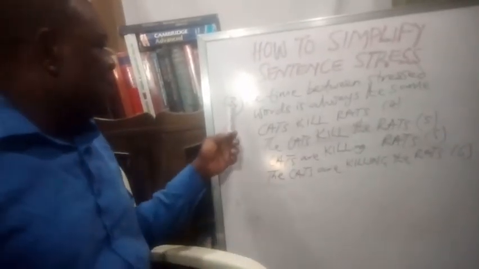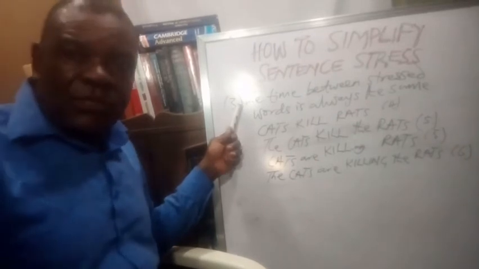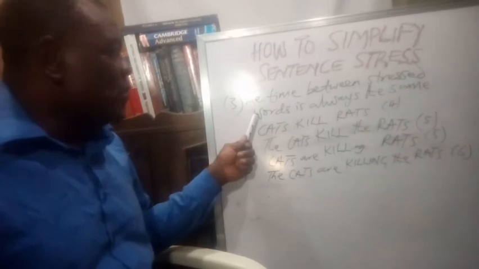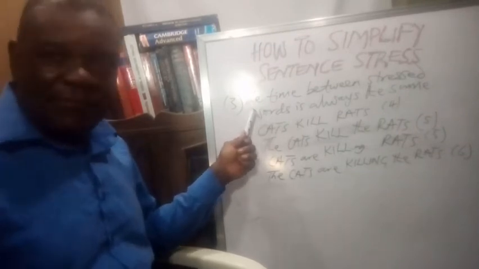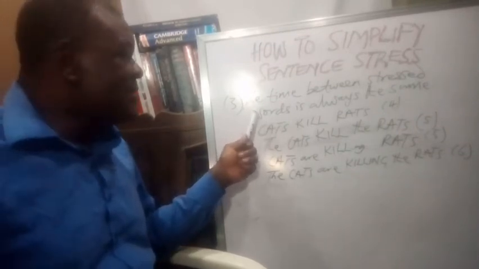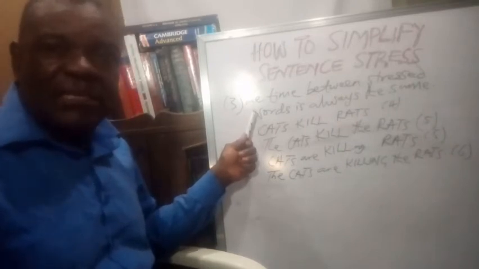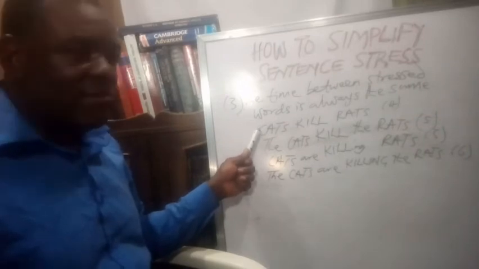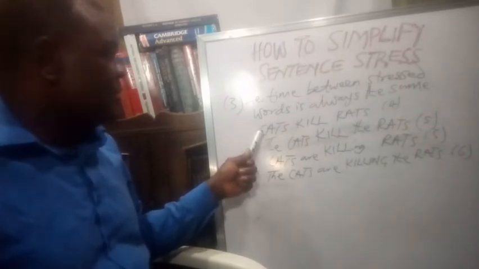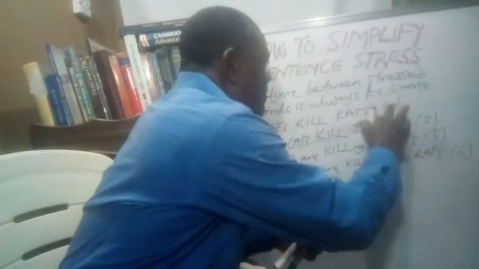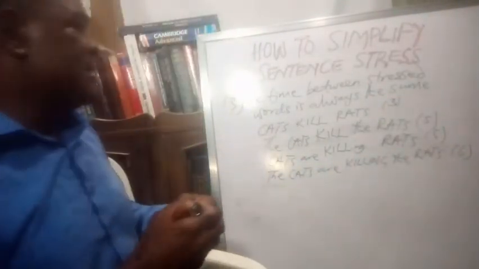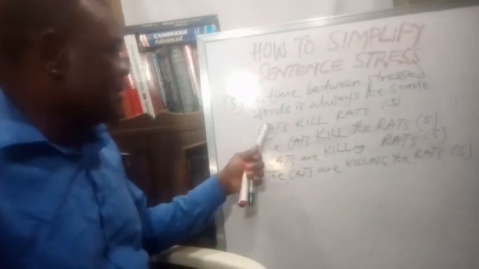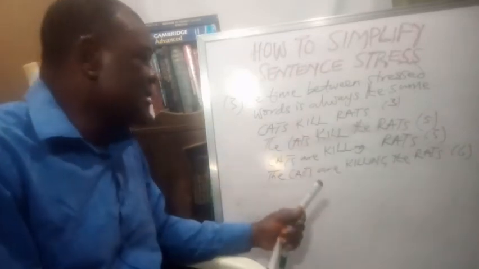The third thing we need to take note of about sentence stress is that the time between stressed words is always the same. We have already noted that stressed words are content words. Now let's look at this example. Cats kill rats. We have only three words here, cats kill rats. They are all content words.